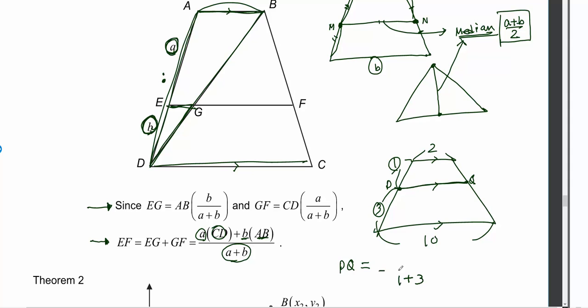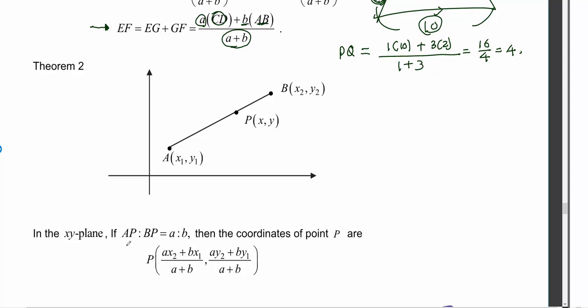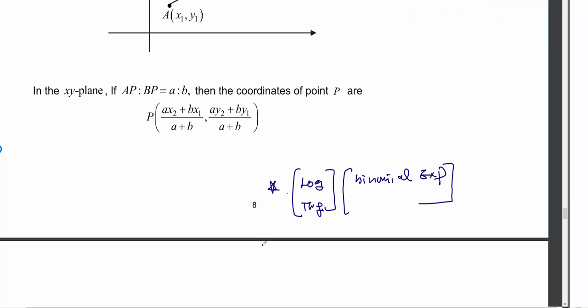1 plus 3, that is the denominator. Over 1 times the other side, 10, plus 3 times the other side length, 2. That is the length of PQ. How much is this one? 10 plus 6, 16 over 4 equals what? 4. Okay, this length will be 4. That's fine. This is the same thing we did already.